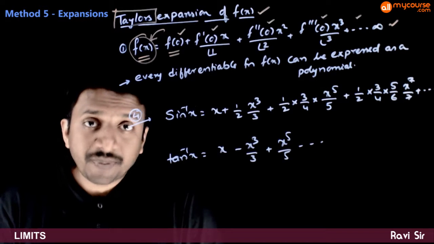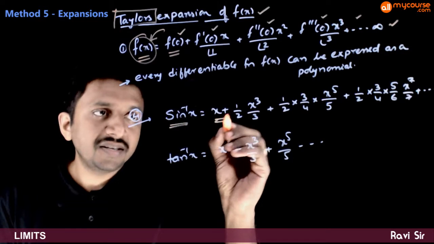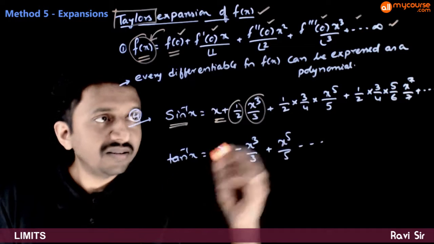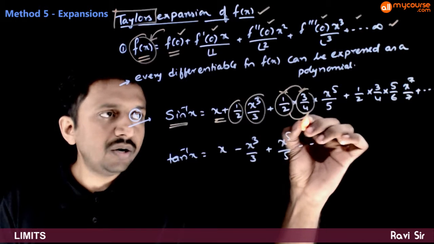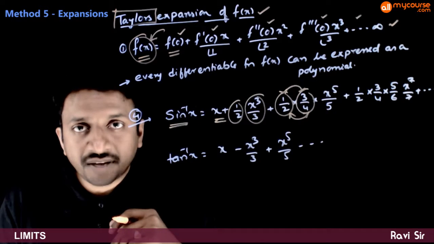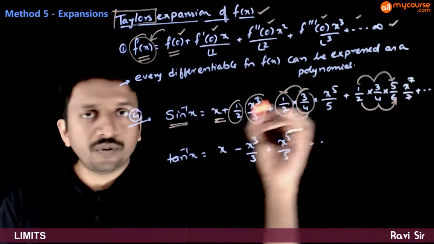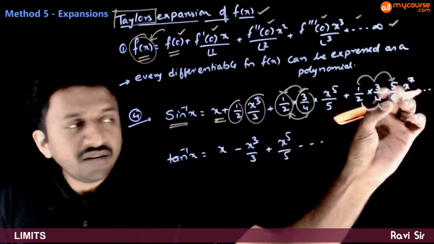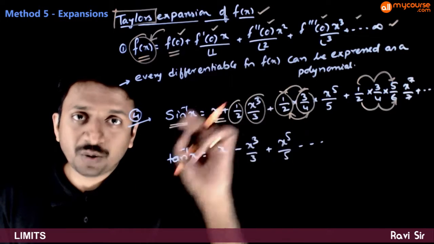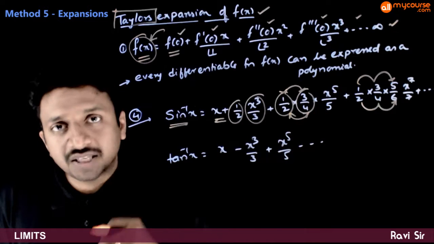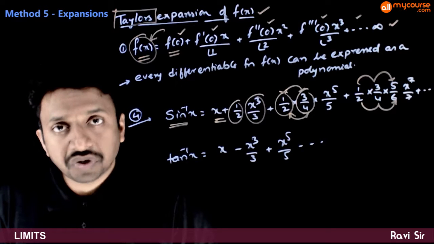So next you have the expansions of inverse trigonometric functions. Sin inverse x, the expansion is x plus half times x cubed by 3 plus half times 3 by 4. There is 1 into 3 in the numerator, 2 into 4 in the denominator, times x 5 by 5. Next, in the numerator you have 1 into 3 into 5, in the denominator 2 into 4 into 6, times x power 7 by 7 plus so on. So sin inverse x is x plus half times x cubed by 3 plus half into 3/4 times x power 5 by 5 plus half into 3/4 into 5/6 into x power 7 by 7, and so on.